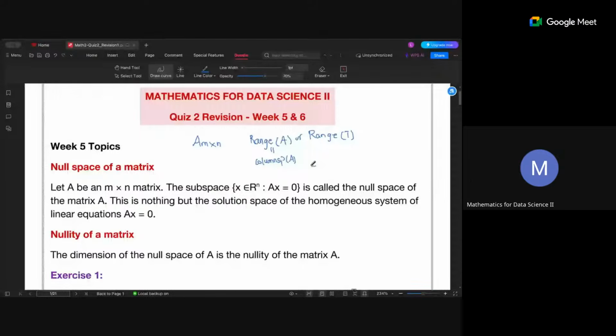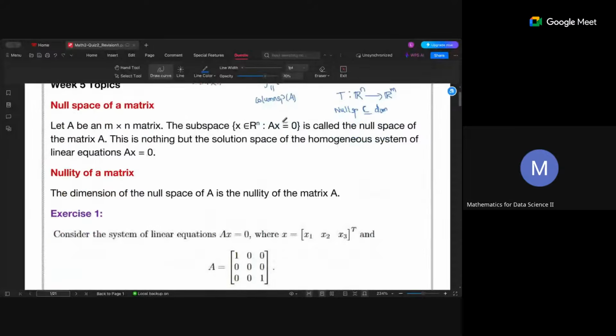Remember that. And remember, range is always a subspace of the codomain, and null space is always a subspace of the domain. If it is an m by n matrix, then the corresponding transformation is from Rn to Rm. So always range is a subspace of codomain, and null space is a subspace of domain. So this you should have in mind.